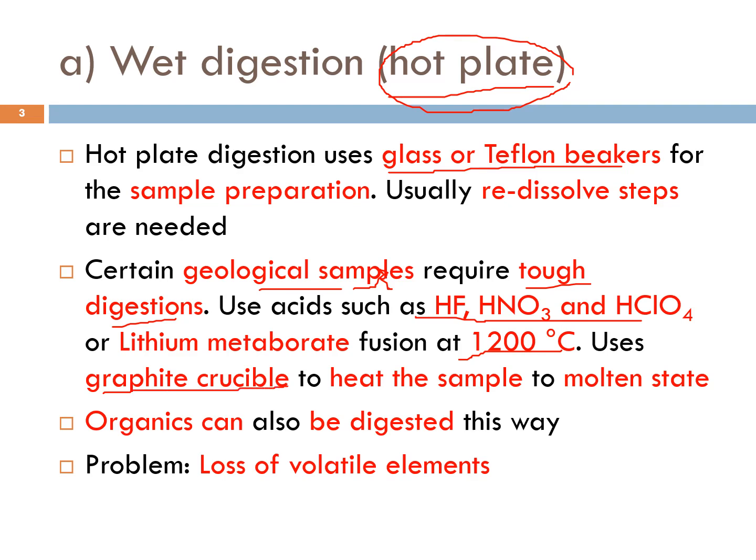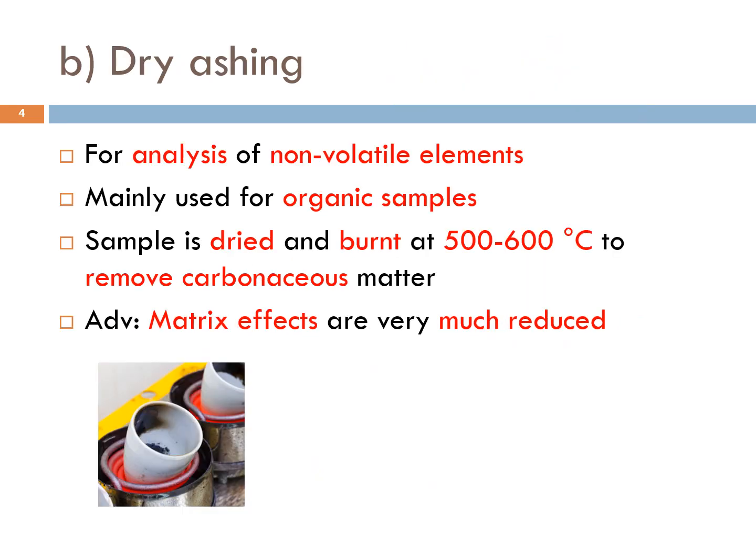Okay, so the problem here is loss of the volatile element, sebab dia hanyalah dipanaskan atas hot plate, dan container dia pun akan menyebabkan loss of volatile element. So it is not suitable lah kalau kita punya metal of interest is volatile. Okay, untuk dry ashing method for analysis of non-volatile element, mainly used for organic sample. Okay, first sample is dried and burned at 500 hingga 600 degree Celsius inside the furnace in order to remove the carbonaceous matter. So it is suitable for solid sample.